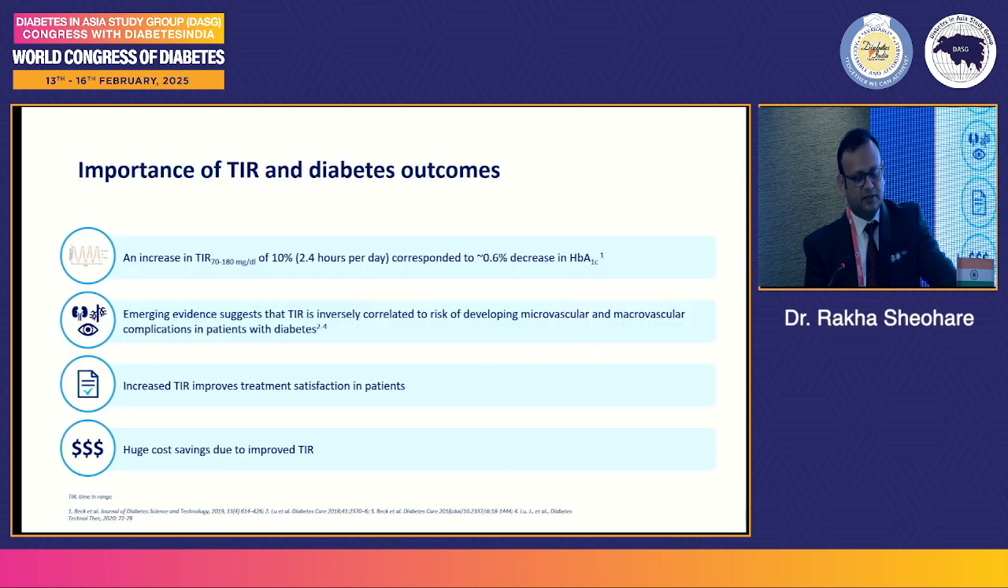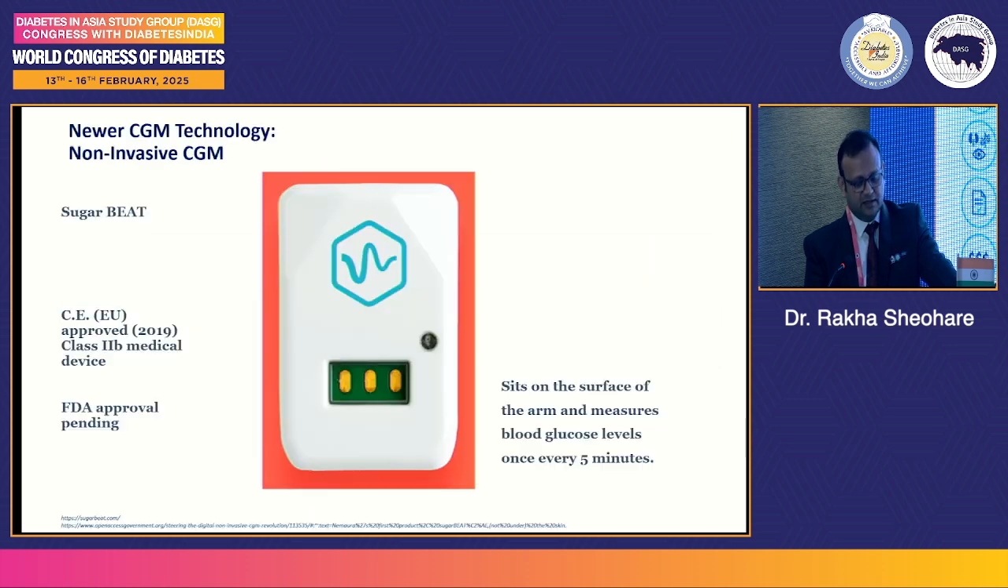So, the importance of TIR and diabetes outcome: an increase in TIR of 10%, or 2.4 hours per day, corresponds to almost a 0.6% decrease in HbA1c, and this increased TIR improves treatment satisfaction in patients. Huge cost savings can be made.